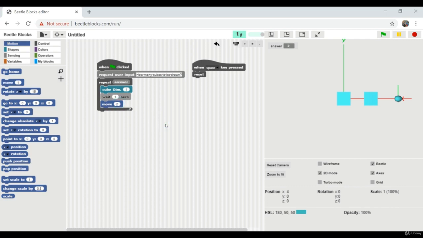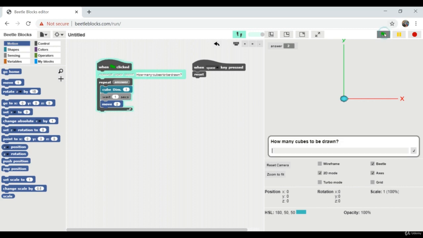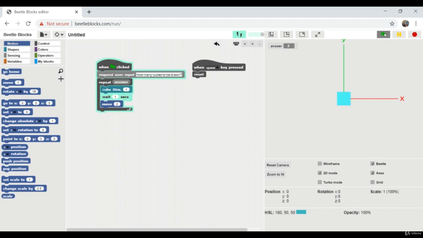move by 2. If we change the program to move by 2 and run it again, see, there is no gap. The only difference is when we put move by 2, then it moves in the direction of the beetle. If the beetle is moving towards positive x, then it will move towards positive x. If we rotate the beetle and redirect it to negative x, then it will start moving towards negative x.